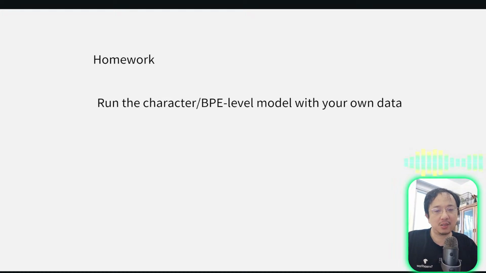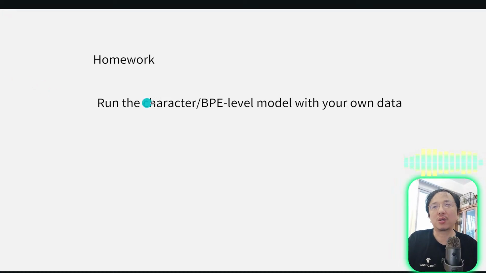So that is intended. That is my intention, to make this homework a bit easier for you to pass. But I strongly encourage you to try to play with it, because it will give you a lot of feeling of how and why this language works this way, and why the long-term memory is important. Also, the homework is to run the character or BPE level model with your own data.